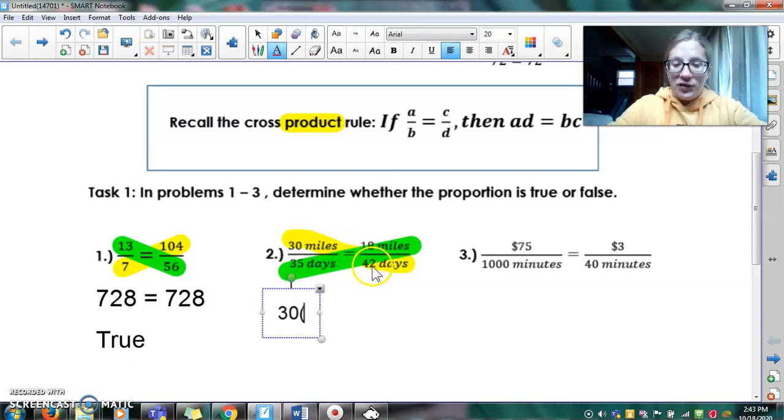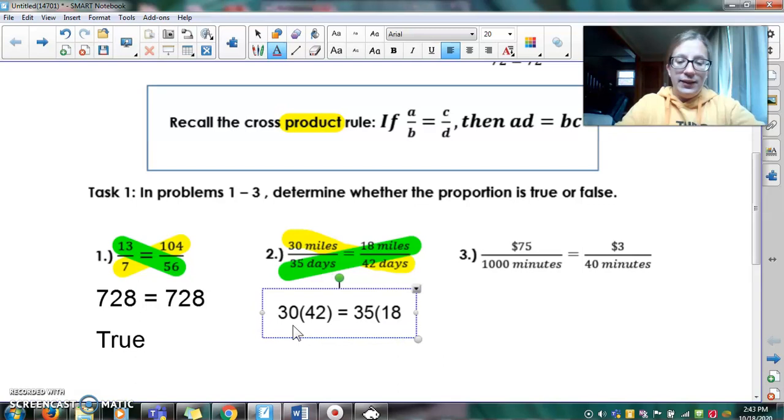And across from it is 42. So we're going to do 30 times 42, and that should equal 35 times 18. So again, I can see the 30 and the 42 being put together through multiplication, and I can also see that 35 and 18 are being put together through multiplication.